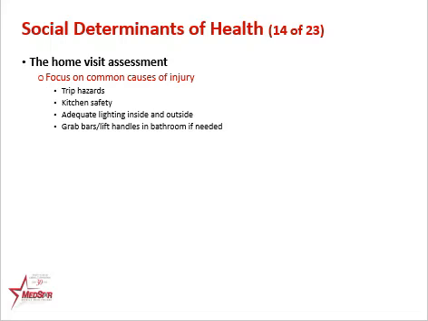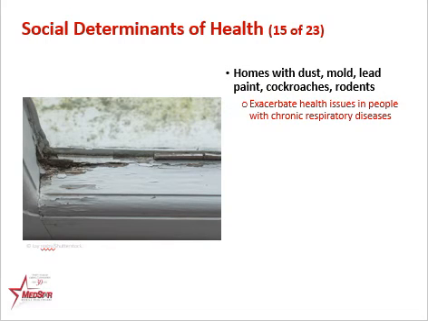Adequate lighting inside and outside of the house. Maybe there's a gap in the bathroom. Is there a need for grab bars or lift handles? So during the first home visit or second home visit for some programs, your role is to evaluate the home setting to identify items that can be immediately corrected without the need for any additional resources. So homes with large amounts of dust, mold, lead paint, cockroaches, and rodents can create environments that can exacerbate health issues in people with chronic respiratory diseases such as your asthma and bronchitis population.